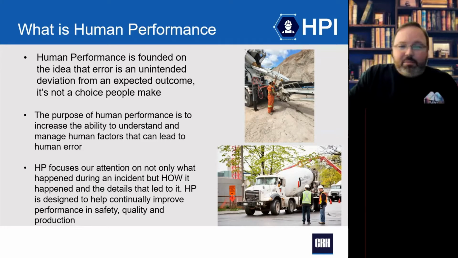So the purpose of human performance is to increase the ability to understand and manage those human factors that lead to that human error. It focuses our attention not only on what happened, but how it happened and the details that led to it. And HP is designed to help continually improve performance in not only safety, but in quality and production and other factors of the business.